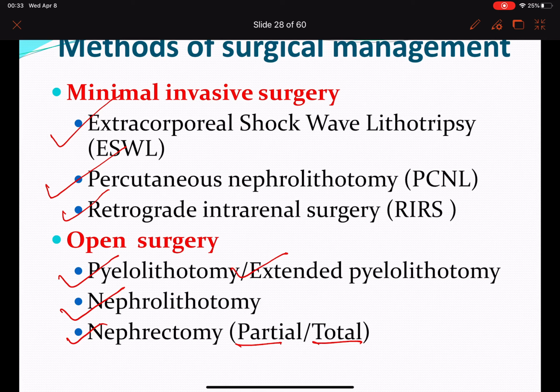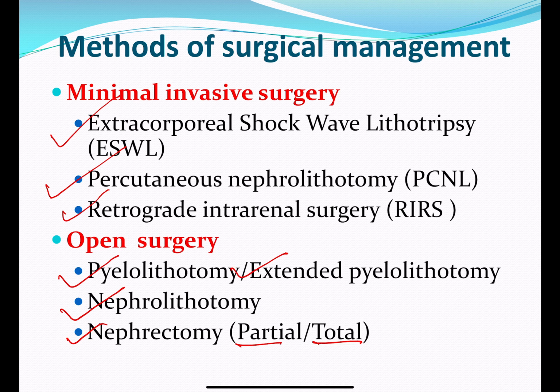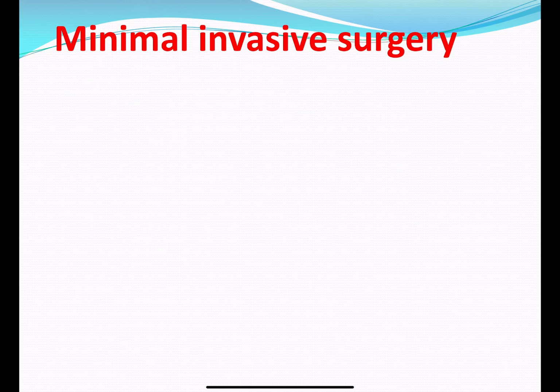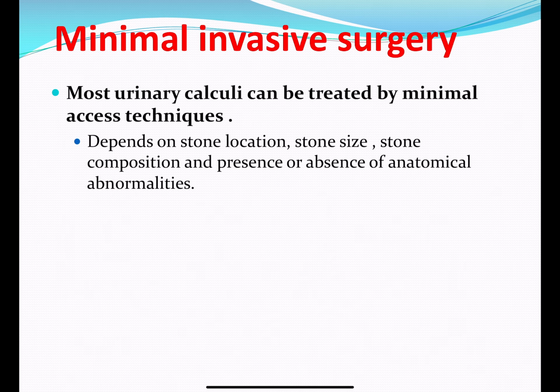Minimal invasive means we use some minimal technique. Like in ESWL we just pass a shock wave, not giving any incision to the body. In PCNL we puncture the body. In RIRS we use a natural orifice, the urethra. These are all minimal interventions to the body such that the patient won't have that much pain and it takes less time to recover. Open means we cut the abdomen and go inside and do the surgery. Okay, old technique. Minimal invasive technique is the treatment of choice nowadays.